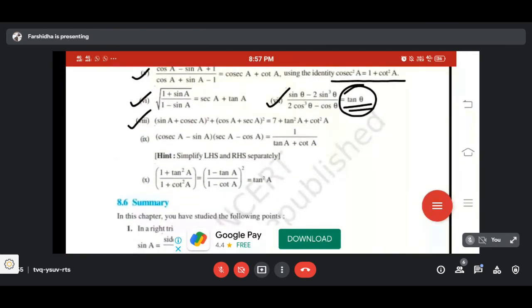Eighth one. Sin A plus cosec A whole square plus cos A plus sec A whole square equal to 7 plus tan square A plus cot square A.